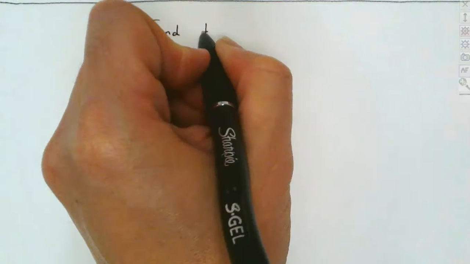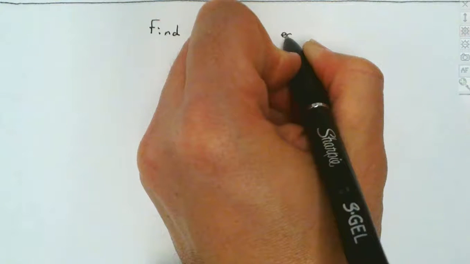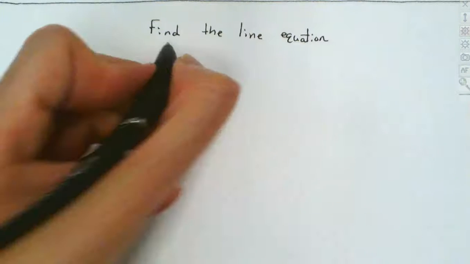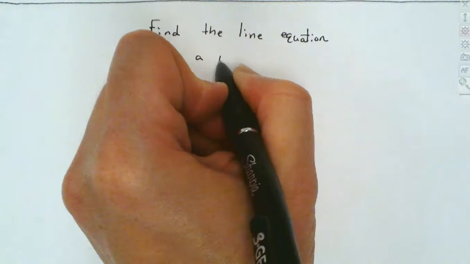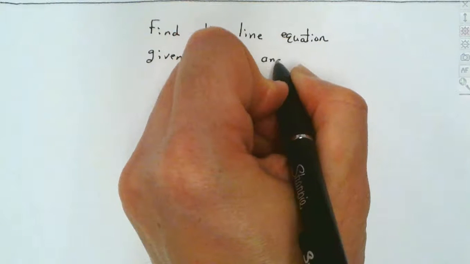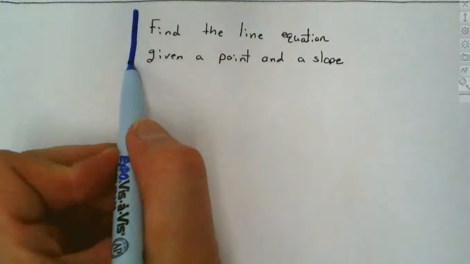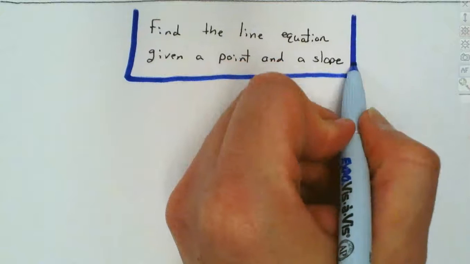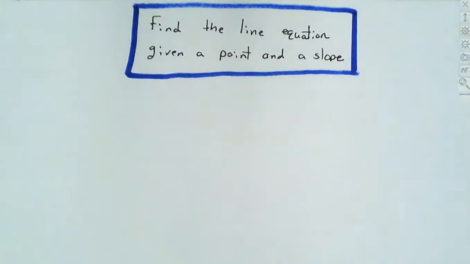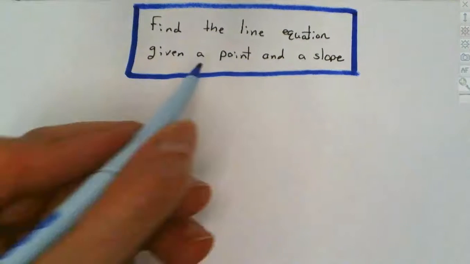So we're going to go through these flow charts here. And we're going to start with how to find the equation of a line when you're given a point and a slope. So we want to find the line equation when you are given a point and you're given a slope. So this is a flow chart.